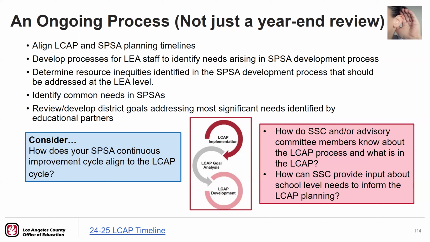The graphic on the screen identifies three LCAP phases in the annual LCAP continuous improvement cycle. These include LCAP implementation in the fall, goal analysis beginning in the winter, and plan development and adoption in the spring. And so how does your SIPSA continuous improvement cycle align to this timeline for the LCAP process? Your school or LEA may have practices in place that support aligned planning processes, but we want to leave you with some questions to reflect on.